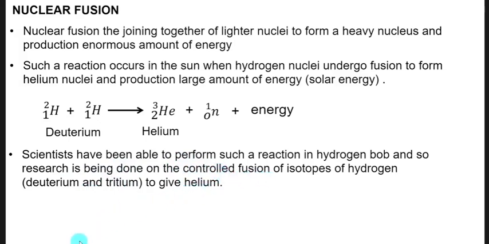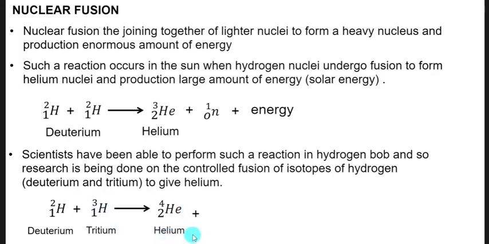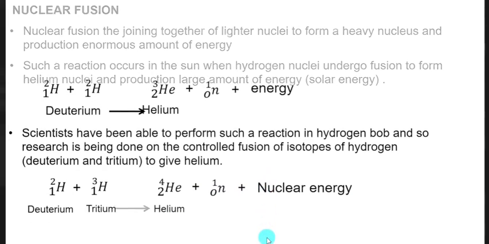All right, so for instance, if this is an isotope of hydrogen known as deuterium plus another isotope of hydrogen known as tritium with mass number 3, when they fuse, they give us helium, plus a neutron, plus an enormous amount of energy. So such energy is called nuclear energy. All right, so let's push this one up.